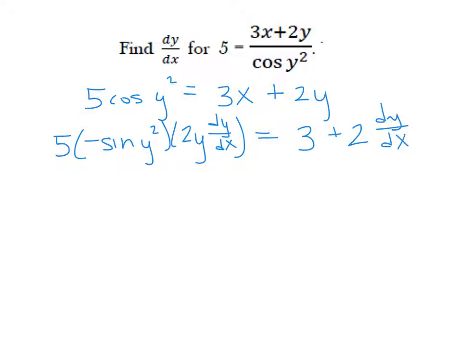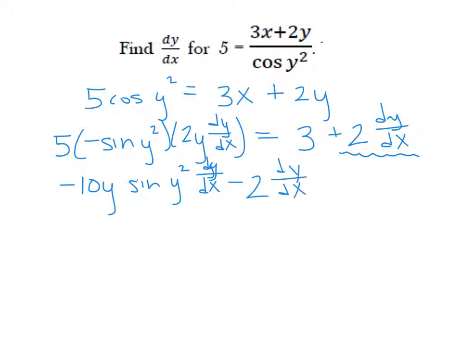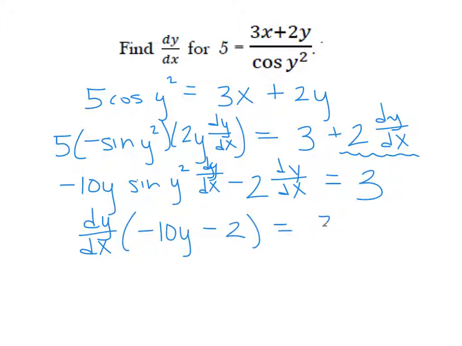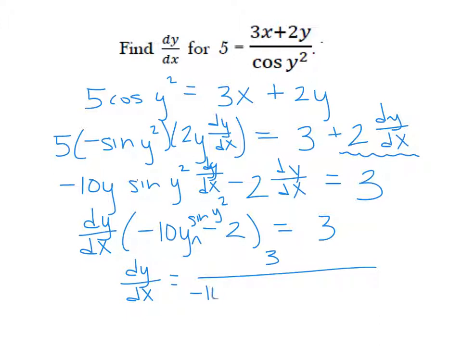Okay, well I want the dy/dx's all together on one side. On the left side, I can clean this up. 5 times negative sine y squared times 2y dy/dx is really negative 10y sine y squared dy/dx. And then this positive 2 dy/dx on the right side I want to bring over, so I'm going to say minus 2 dy/dx over on the left side, and that still equals 3 on the right side. And I'm trying to solve for dy/dx, so notice it's in both terms on the left, so I can factor out dy/dx, and I'm left with negative 10y minus 2. Oops, sorry, I forgot my sine y squared. Careful there. And now to get dy/dx, I'm going to solve by dividing. So I have 3 over negative 10y sine y squared minus 2.